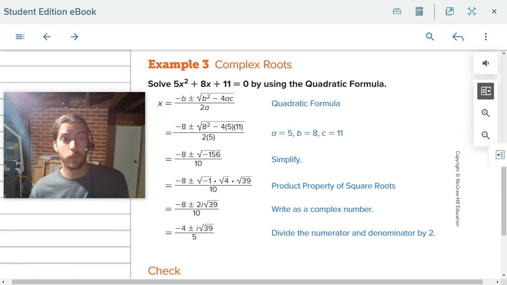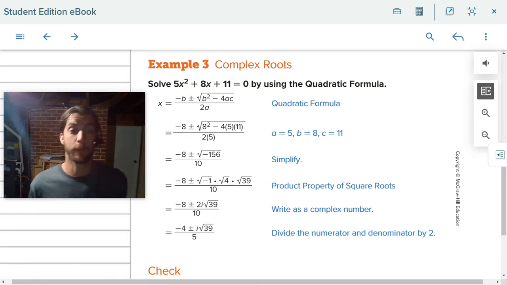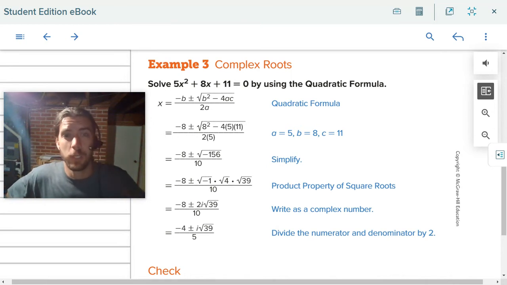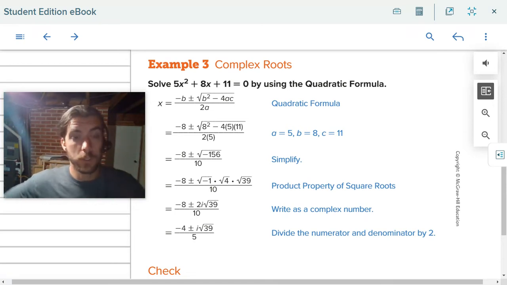All right, so let's try our best to talk our way through example 3 here, where we are going to end up with complex roots. So we're going to end up with answers to this quadratic equation, set equal to 0, that are not real numbers. This is going to harken back to our lesson that you had from me on complex numbers.